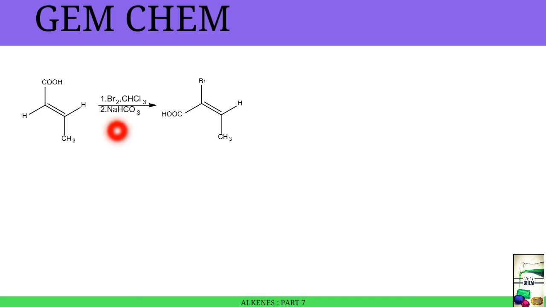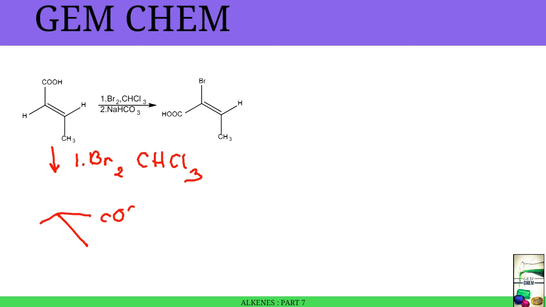Here there is a second step where we have added the base. So the mechanism is somewhat different. So let us see this one, how it occurs. So first we draw it by adding the bromine. So on adding first Br2, CHCl3, we get this kind of structure. COOH, H, Br here, another Br here, and this one is hydrogen and this one is methyl.